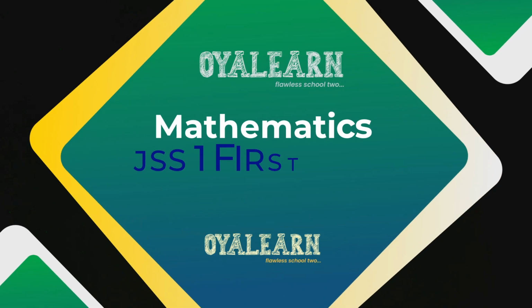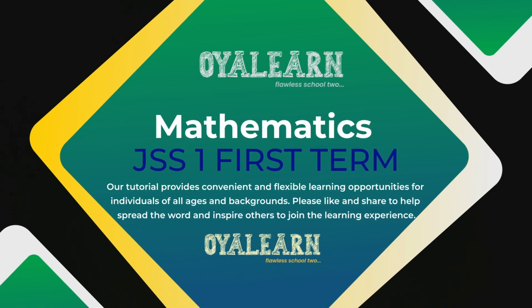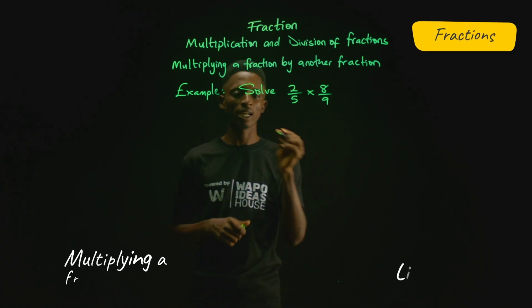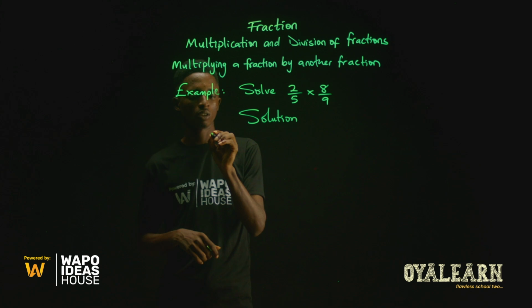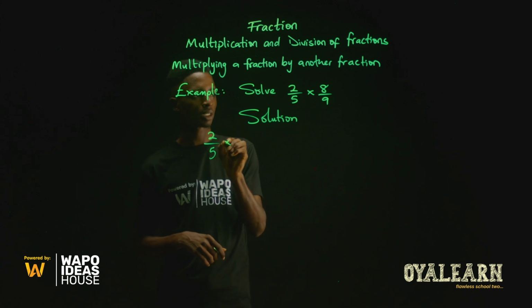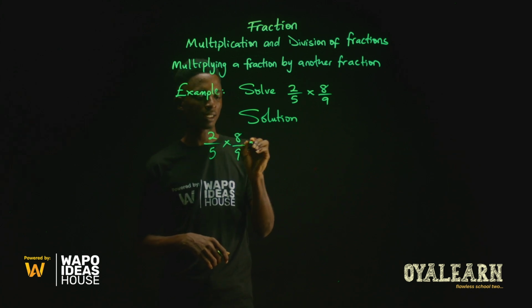Let's solve this example. 2 over 5 multiplied by 8 over 9. Solution. So 2 over 5 multiplied by 8 over 9.